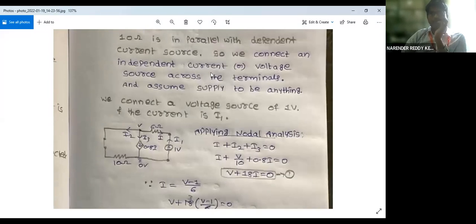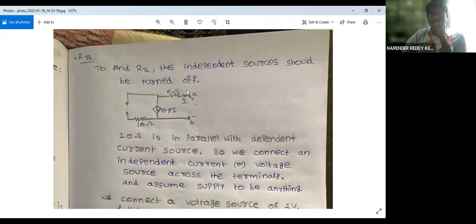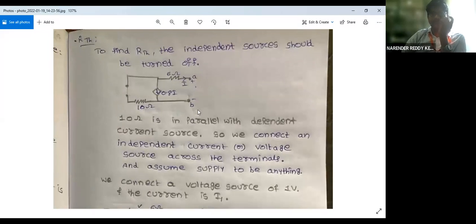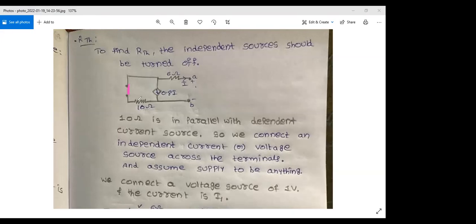Fine. So how did they solve for this condition? Whenever you are supposed to find the value of RTH, what's the first thing to be done? Eliminate all independent sources. Short circuit.